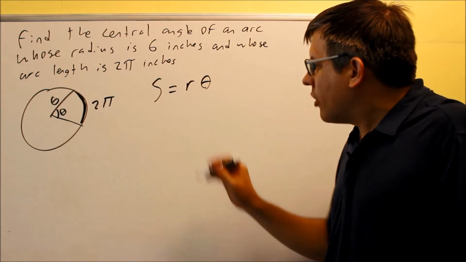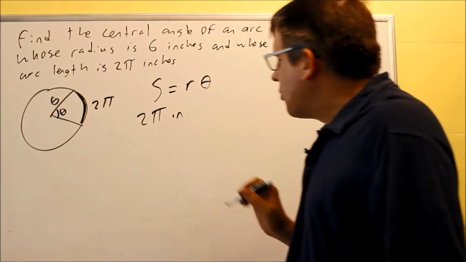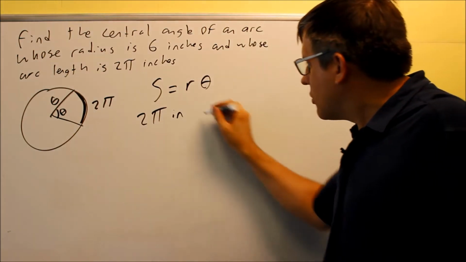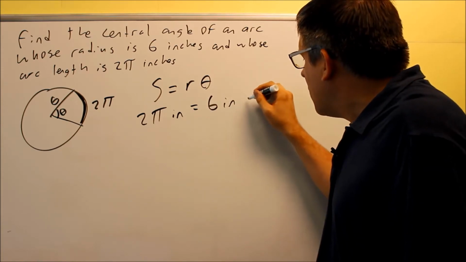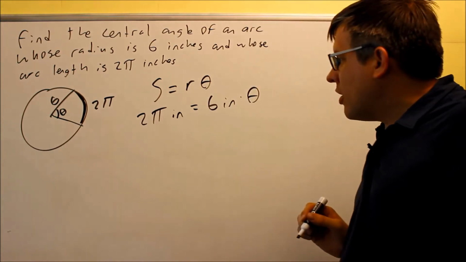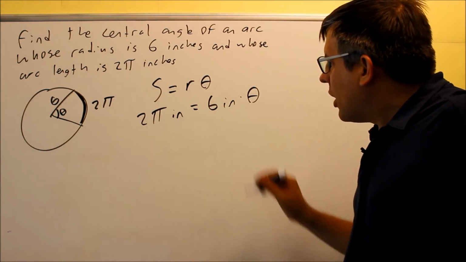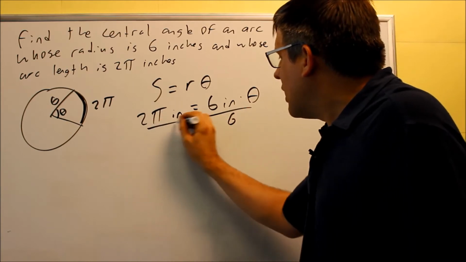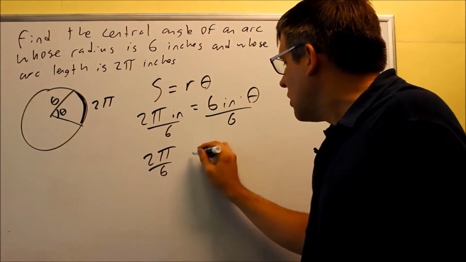They tell us the arc length is 2 pi. So I'm going to put 2 pi in there, and I'm also going to put the units in there as well. So 2 pi inches is going to equal 6 inches, and then that's going to be times theta. I want to solve this for theta, and that's going to give me my answer. So divide both sides by 6. I get 2 pi over 6 is your theta.